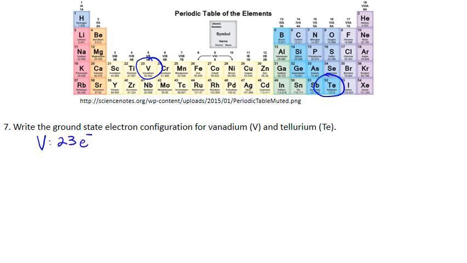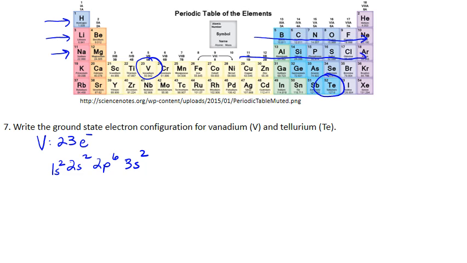All right. Starting up at the top left, I go through my 1s block, and I can write 1s2, and I'm going to continue that same pattern until I actually get to vanadium. There's the n = 2 row, and that's the 2s block, 2s2. Over here I'll go through the 2p block, 2p6, dropping down, 3s2, here we go, 3p6, 4s2.